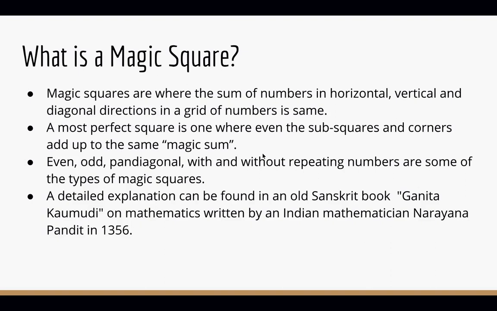So what is a magic square in the first place? Magic squares are grids of numbers where the sum of the numbers in horizontal, vertical, and diagonal directions is the same. The most perfect magic square is one where even the sub-squares and corners add up to the same magic sum. There are different types, which are even, odd, and diagonal, with and without repeating numbers. A detailed explanation can be found in an old Sanskrit book on mathematics, Ganita Kaumudi, written by an Indian mathematician named Narayana Pandit in 1356, or 700 years ago.